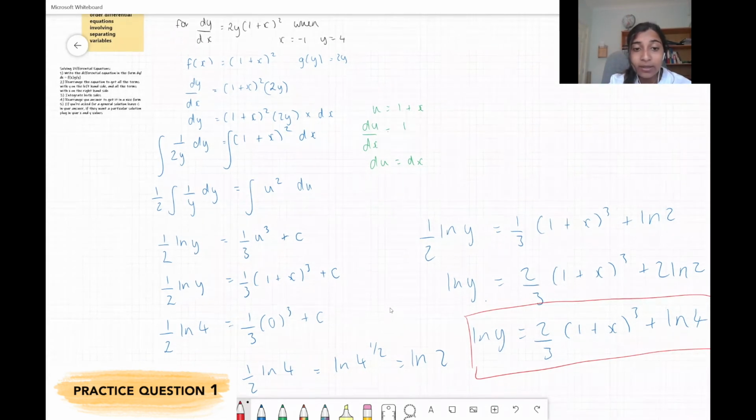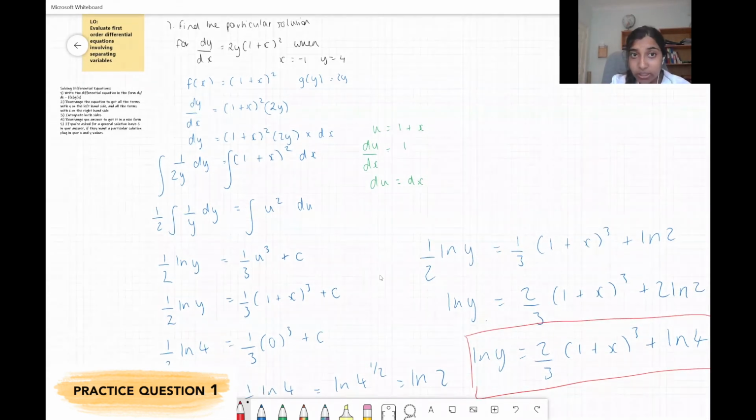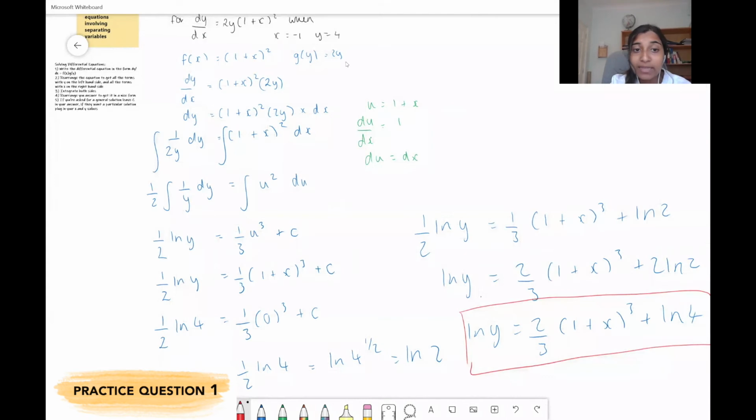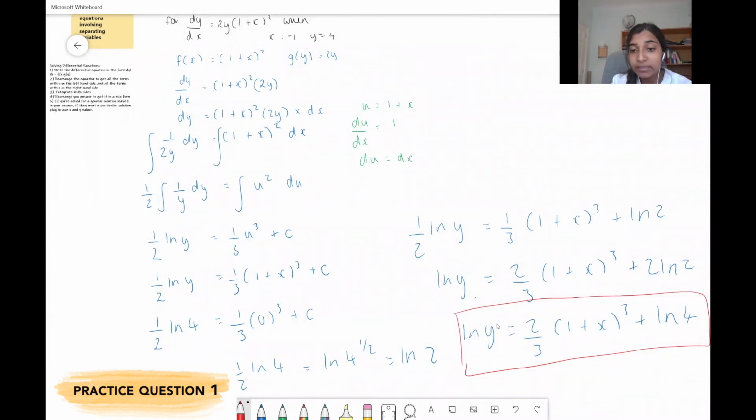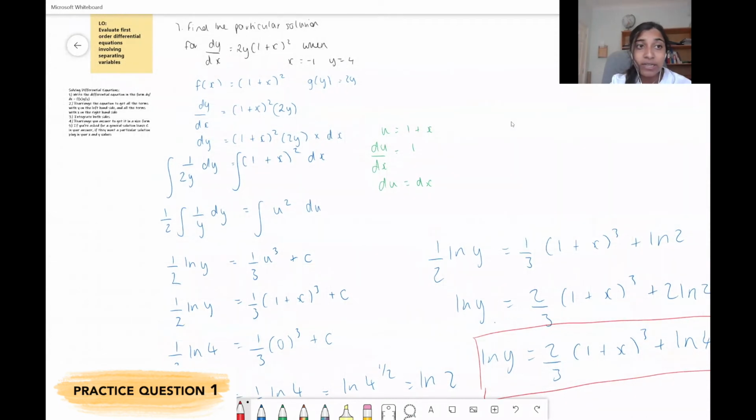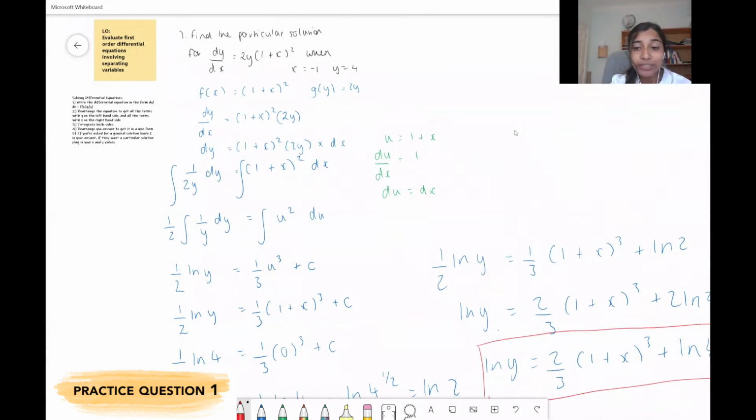And then remember to add your constant to the end, so that's really important. If it was a general solution, we would have left it like this. But because they've asked for a particular solution, you want to plug in your values of x and y to find your c. When we did that, we got c equals ln 2, and then we could rewrite our whole equation and simplify it to make it ln y equals 2/3 (1 plus x) to the power 3 plus 4. So let's try another exam style question to see if you've understood this.